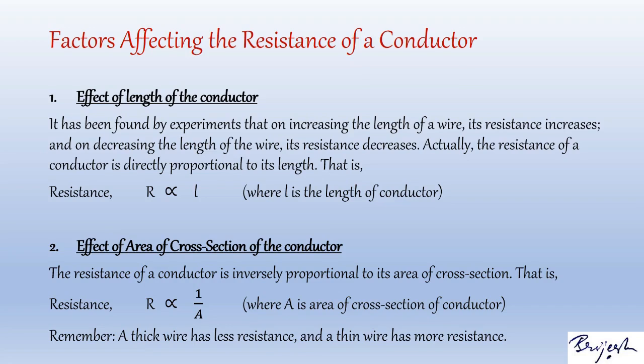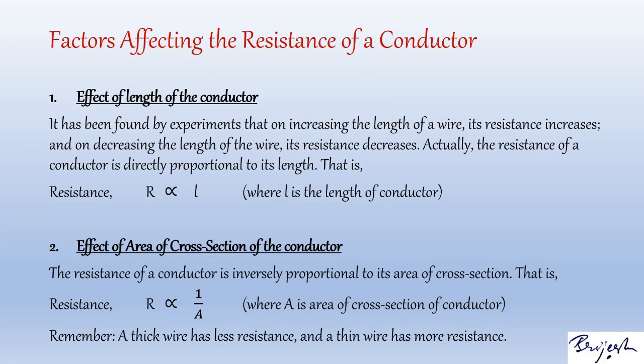Now, effect of area of cross-section of the conductor on resistance. It has been found by experiment that the resistance of a conductor is inversely proportional to its area of cross-section. So more is the area of cross-section, less is the resistance. Okay, so resistance R is inversely proportional to area of cross-section. So a thick wire has less resistance and a thin wire has more resistance.